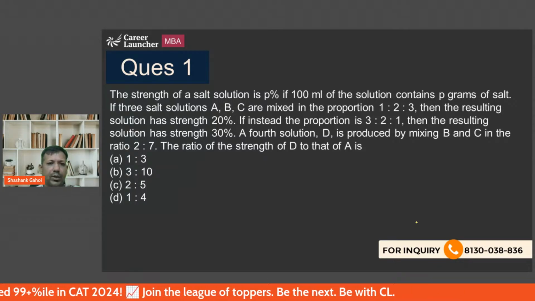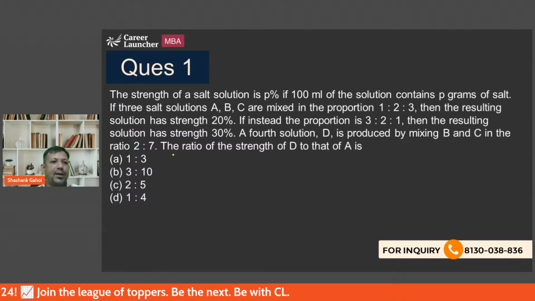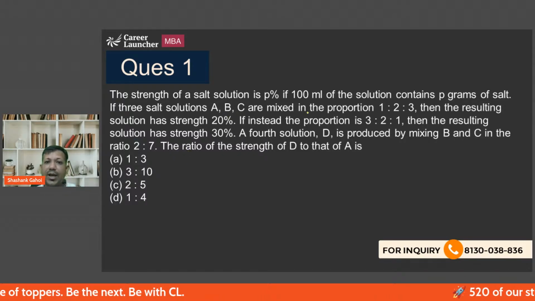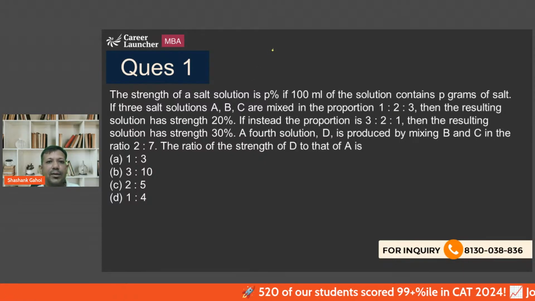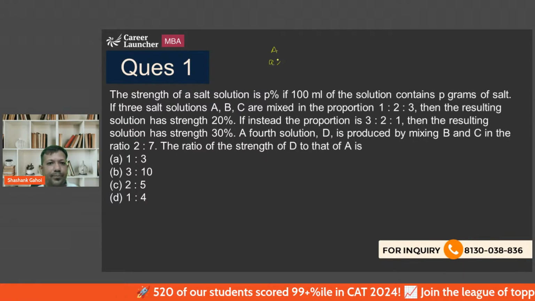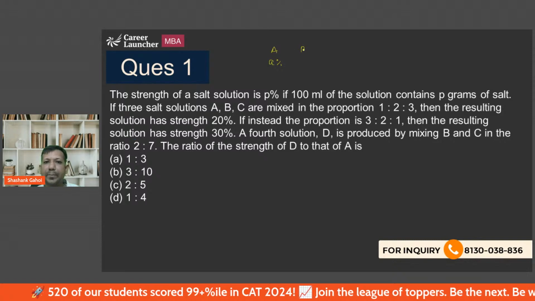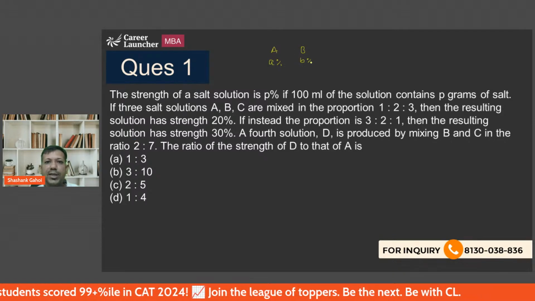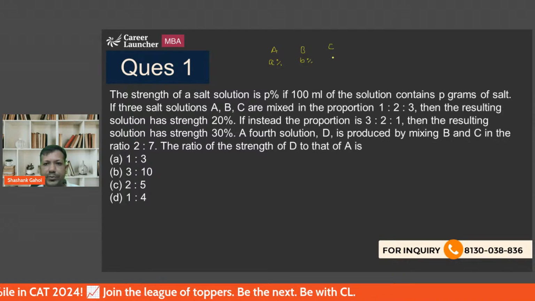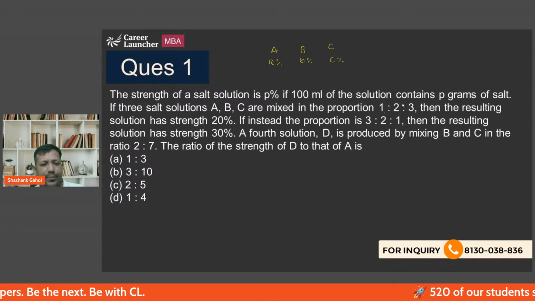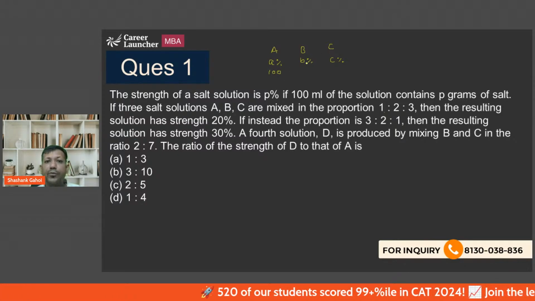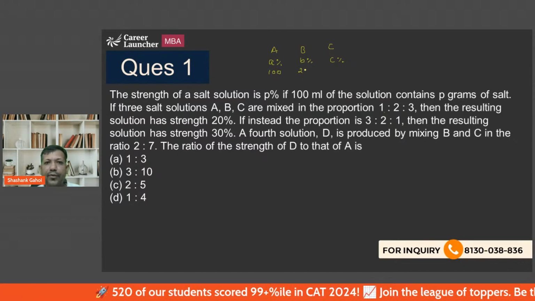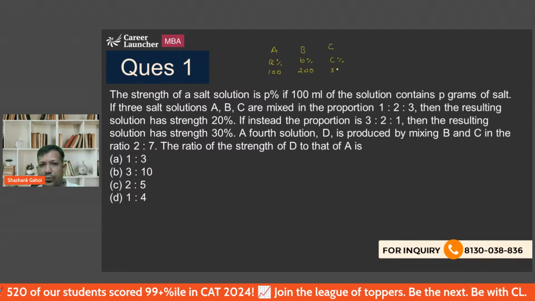Now it says that three salt solutions A, B, C are mixed in proportion 1:2:3. So let's say solution A has A% salt, solution B has B% salt, and solution C has C% salt. And they are being mixed in the ratio of 1:2:3, ABC. So let's say the weight of A is 100, the weight of B is 200, and the weight of C is 300. That is our first scenario.